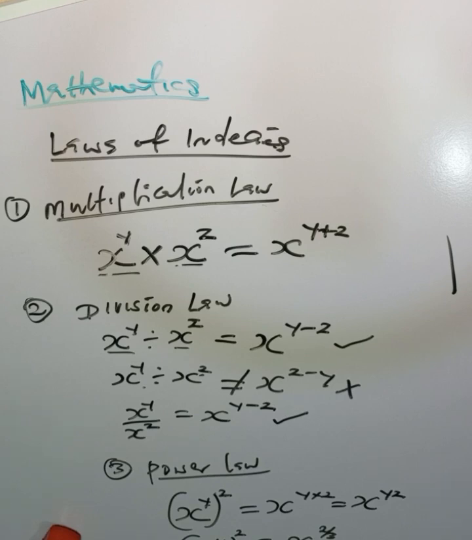Why is it 2 over 3? That is 1 over 3 times 2 over 1, which is x raised to power 2 times 1 is 2 over 3 times 1 is 3. So that is power law.